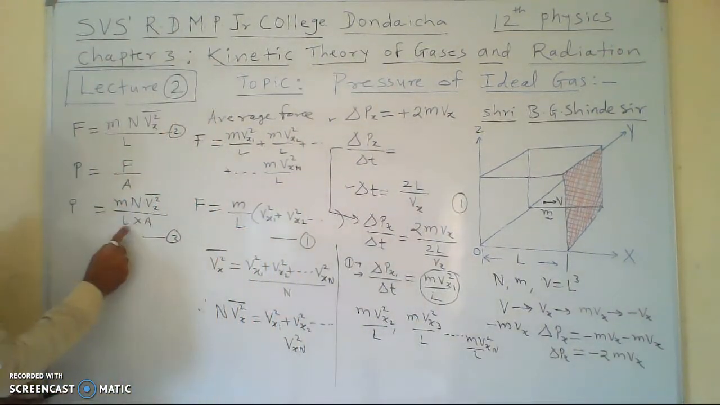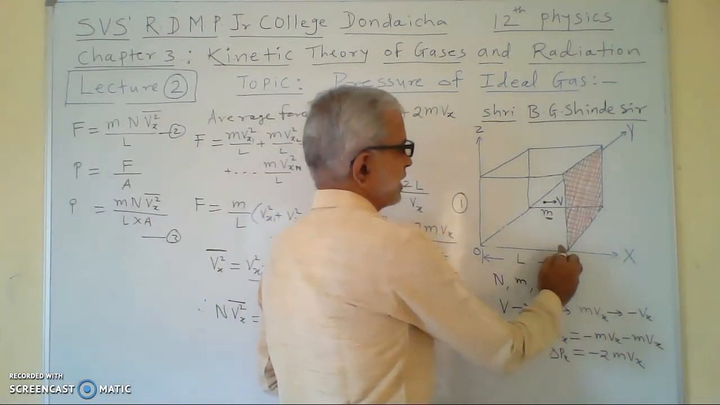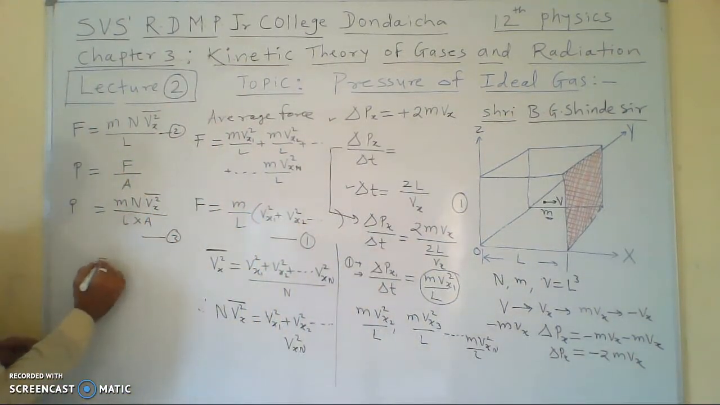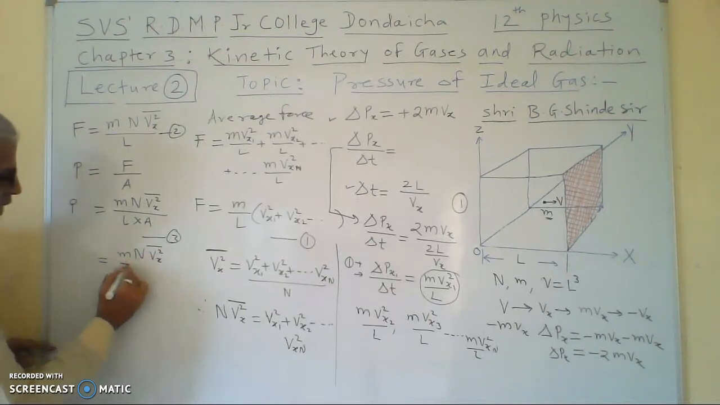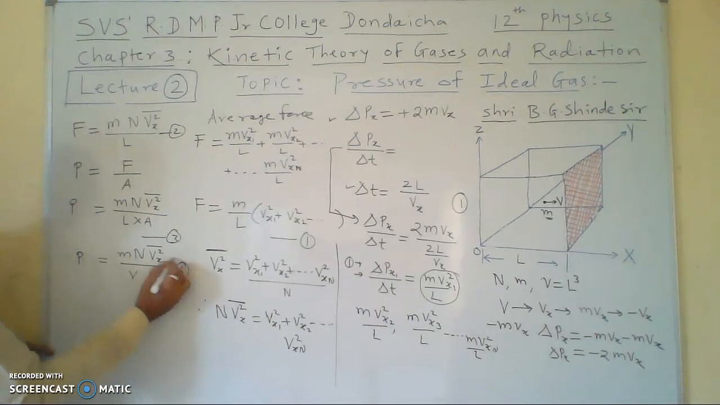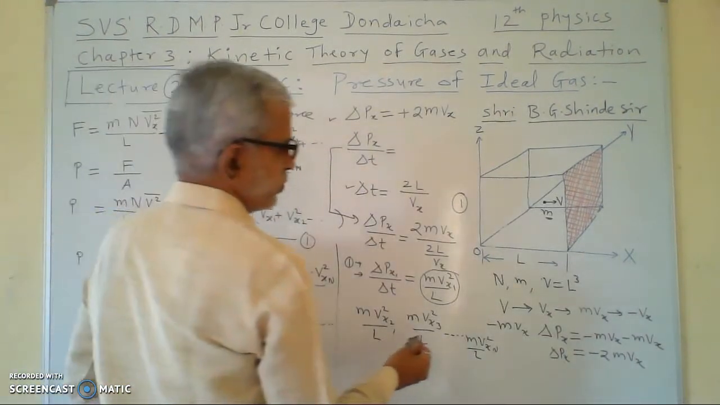Now here what is L into A? Length multiplied by area. This is area A and this is length L, and this represents the volume. And so we can write m n Vx square bar divided by V, and this is the pressure, equation number 4. This is the average pressure.